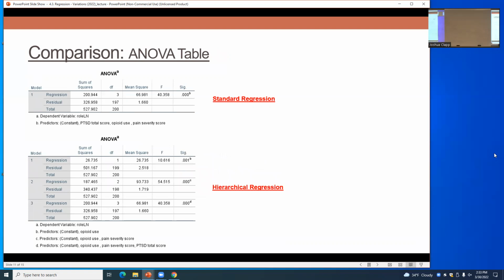All right, our ANOVA table, again, for our standard regression with all three predictors simultaneously, you got your ANOVA table here, right? In your hierarchical model, you're just getting 3 ANOVA tables. This is your ANOVA table for just the one predictor, the ANOVA table for your two predictors, ANOVA table for your 3 predictors. Well, Asha, by the time you get to the ANOVA table for your third step, what do all the coefficients in here look like?